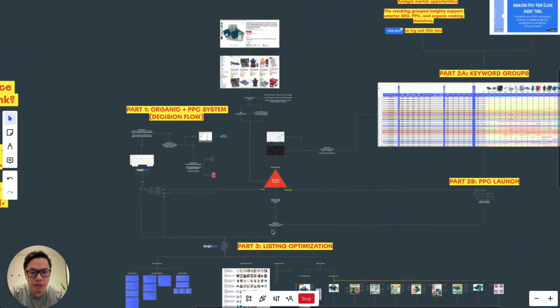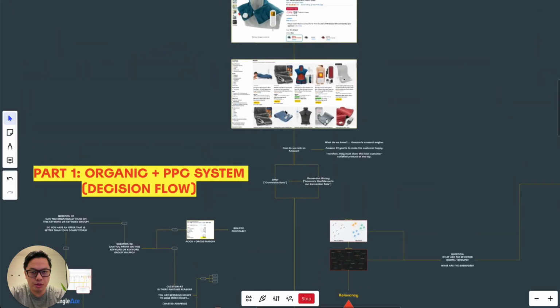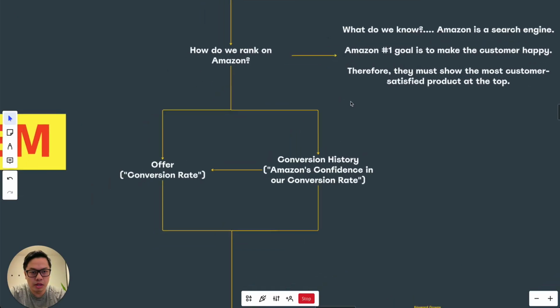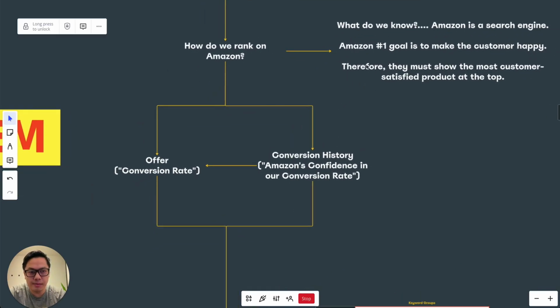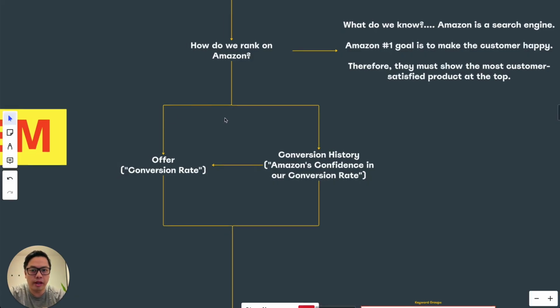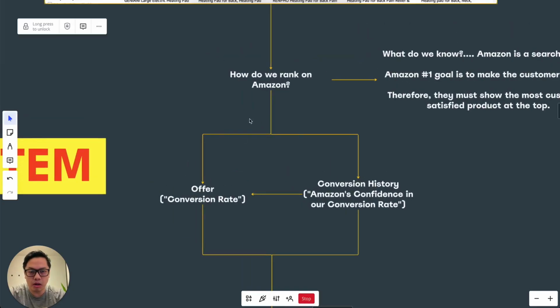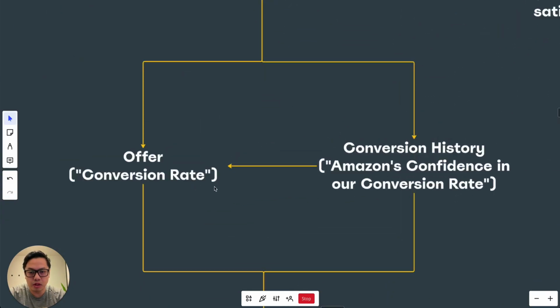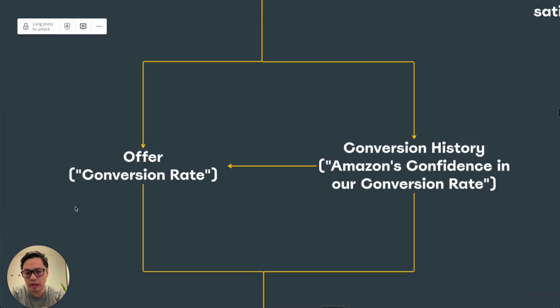Just a really quick recap: when it comes to ranking on the Amazon search engine, what we do know is Amazon's number one goal is to make customers happy. Therefore, they must show the most customer-satisfying product at the top. So how are they supposed to rank all of these products in a way that provides the most customer-satisfying product? That really comes down to conversion rate. That's what I'm calling the offer.